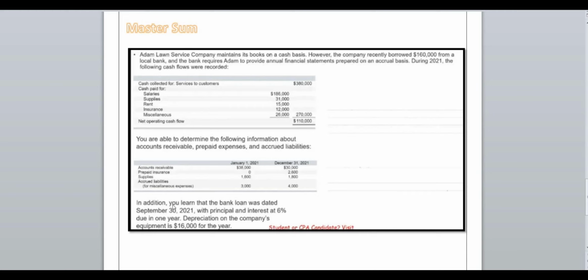In addition, you learn that the bank loan was dated on September 30th, 2021. That is, Adam Loan Service Company took a loan of 1,60,000 on September 30 for 3 months. That is October, November, December. So the company has to pay an interest of 6% for 3 months on 1,60,000. So we need to deduct the interest expense, and the depreciation stands at 16,000. The depreciation will also be deducted. So let's see the answer.